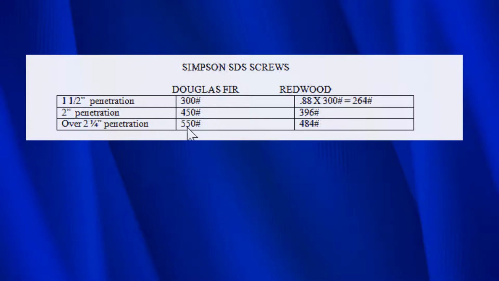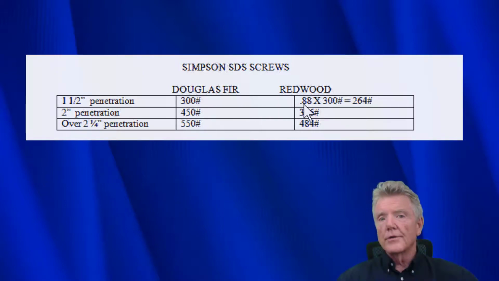2.25 inches, 550 pounds. Now, if we're going into old growth redwood, we have to use this multiplier again, 0.88. And so this 300 pounds is turned into 264, 450 is turned into 396, and 550 is turned into 484. So that's the impact of this 0.88. Now, if we were going into new growth redwood, in other words, if it's a newer house, probably 1945 on or so, made out of redwood, then we'd use the other multiplier of 0.74, so it would be reduced even more.